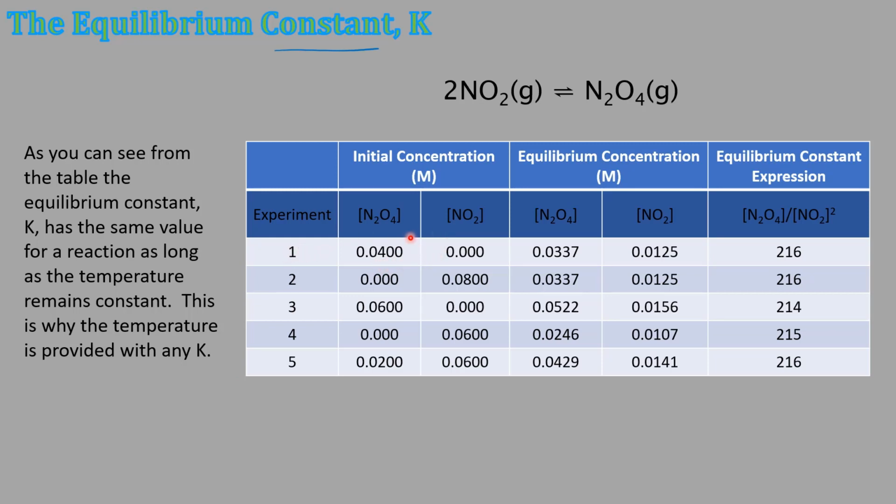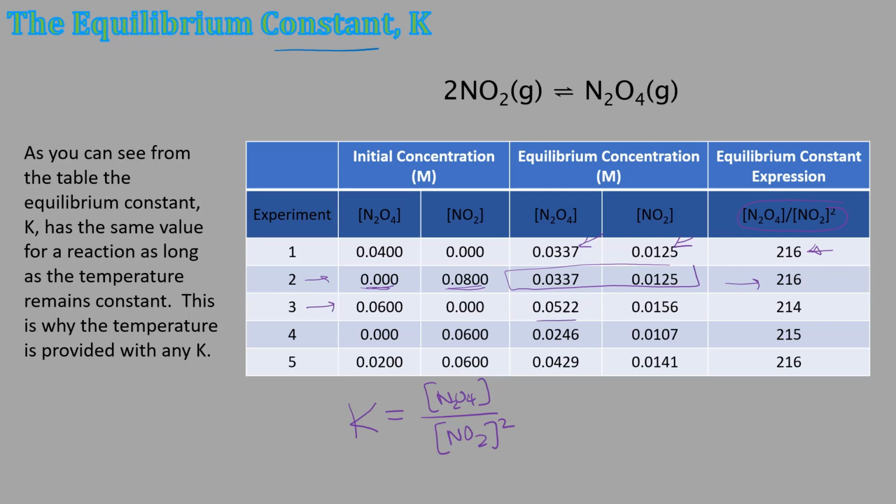So in this first experiment, we started out with N2O4, the product, and none of the reactant. And at equilibrium, we get these concentrations for them. All right, and so if we wanted to calculate K, K would be calculated by taking N2O4 concentration and then dividing it by NO2 squared. And so that's this right here. That's the expression. And so if I take this and then divide it by this squared, I get 216. Now in the second experiment, we did the same thing where we started out with 0 of the product this time and 0.08 of the reactant, and we ended up getting the same numbers. So we get 216.